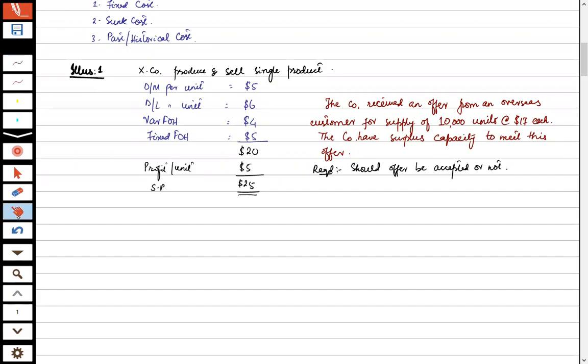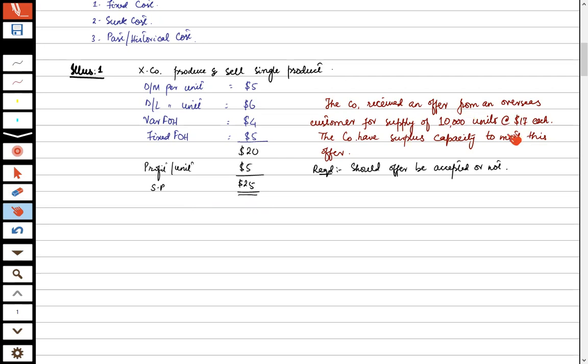Now, you are getting this: we have been given this data, and the company has received an order of 10,000 units at $17, which means the organization will be selling it. Are you getting this point? In normal circumstances, the organization usually sells the product at $25 per unit. But that customer has bid, or the company has received the order, for the supply of 10,000 units at $17.